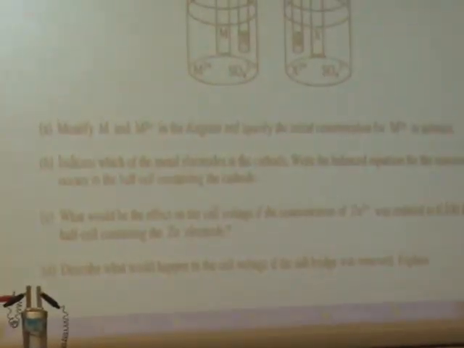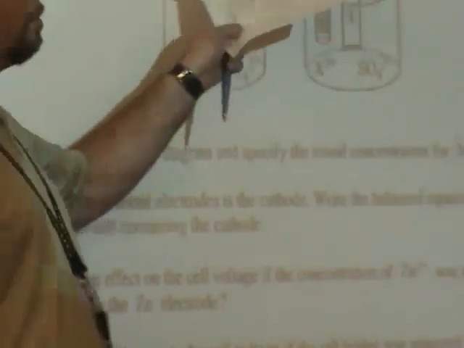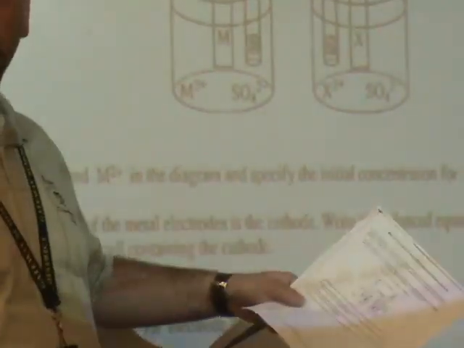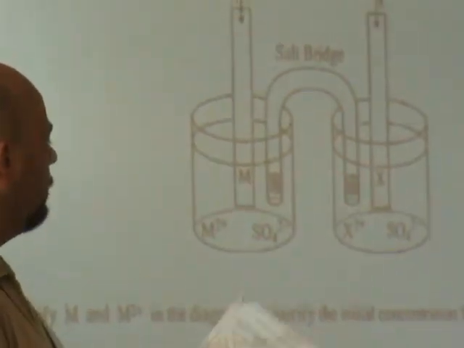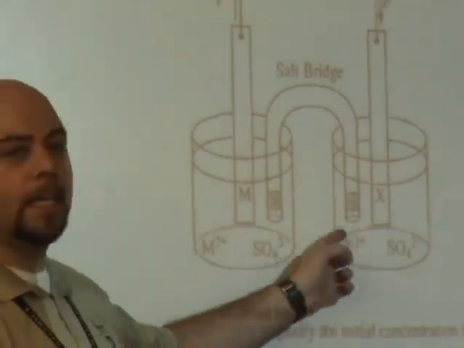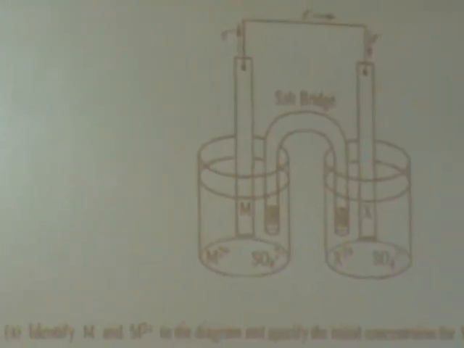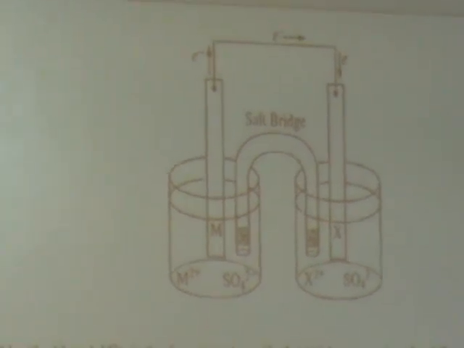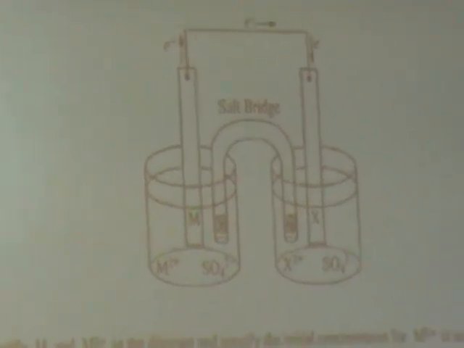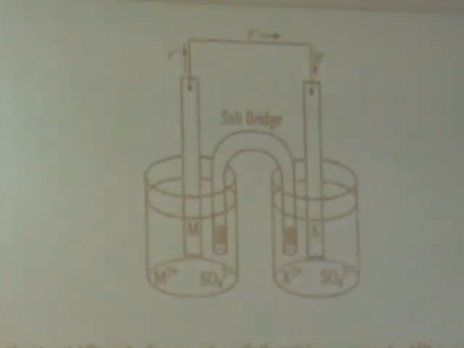And then lastly, part D. What would happen to the cell when the salt bridge was removed? Well, what happens when you remove the salt bridge? It stops working. The cell shuts down. Why? Because there is a buildup in charge in each of the two cells, therefore the voltage becomes 0. Okay. So that was actually a pretty easy one to get from the last time.